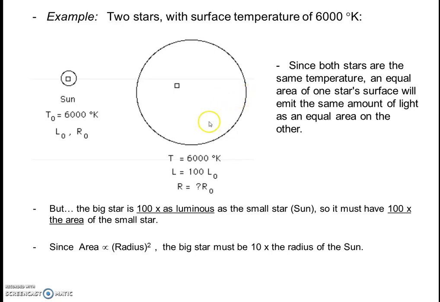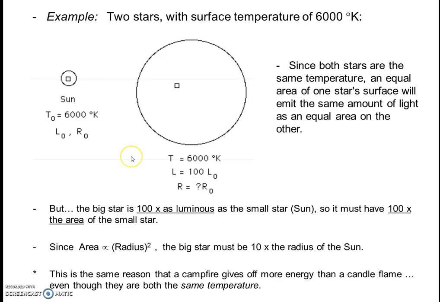Okay. A common everyday example of this: a campfire and a candle flame. A campfire and a candle flame have approximately the same temperature. But the reason a campfire gives off so much more energy and is so much hotter is because there's so much more of it. The radiating surface area of the campfire is extremely large compared to that of the candle flame, even though they are both at approximately the same temperature.